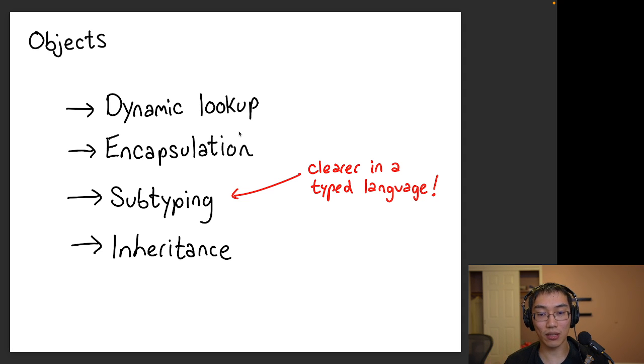Encapsulation, which just says that when you have an object, you can hide things from the external world. Inheritance, which is a way of extending the behavior of a class with more information in the situation. And finally, subtyping, which talks about when you can substitute one object for another in some situation. And it's clearer to talk about subtyping in a language that actually has static types. So we won't talk about subtyping in JavaScript. We'll talk about it in C++ and Java.